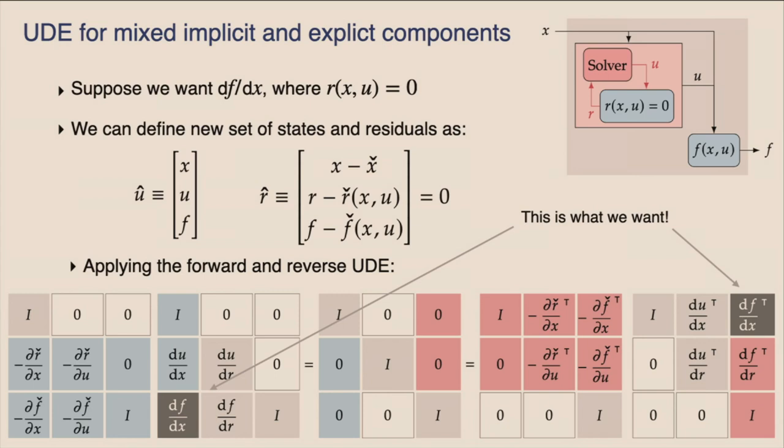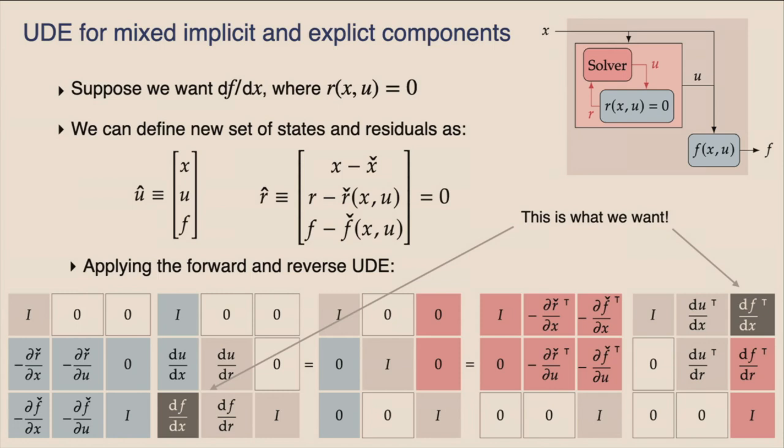The key thing here is that if you define the u and r this way and apply the unified derivatives equation, this is the matrix equation that you get here at the bottom. And what we want is this total derivative of f with respect to x. So the other two columns after the df dx, we don't need those. We just need to solve for this column here to get the total derivatives.